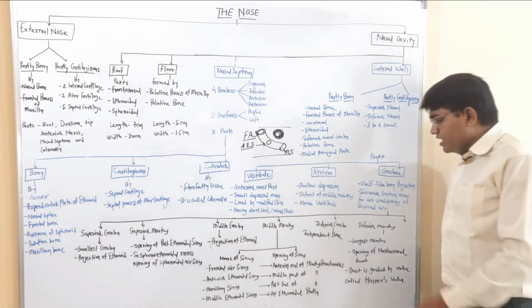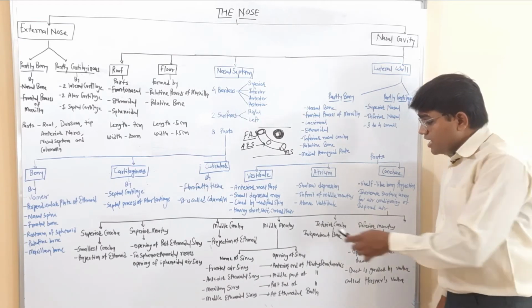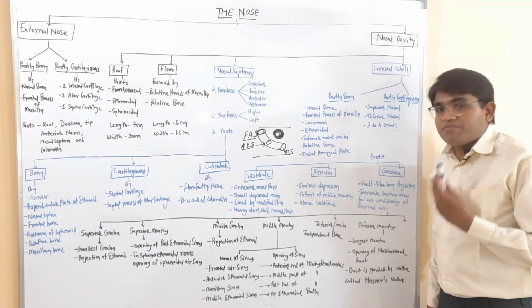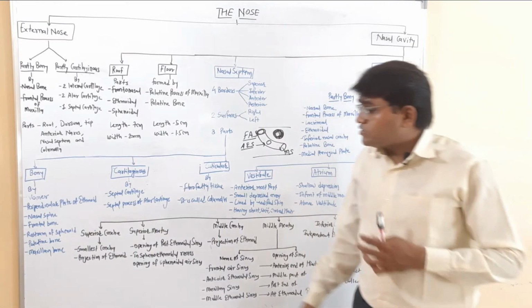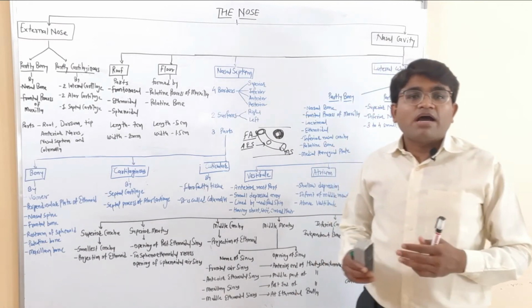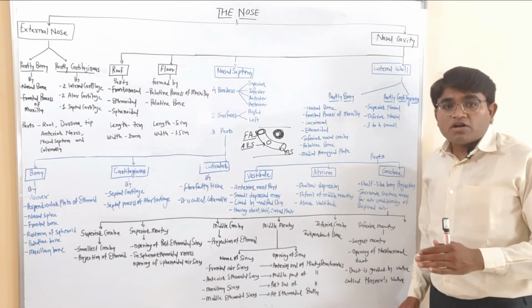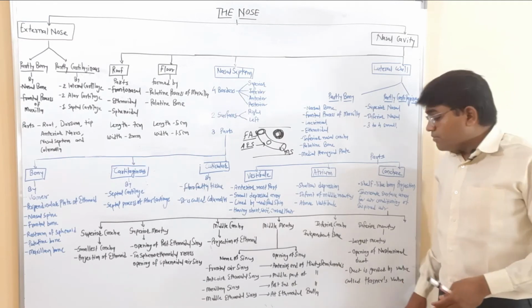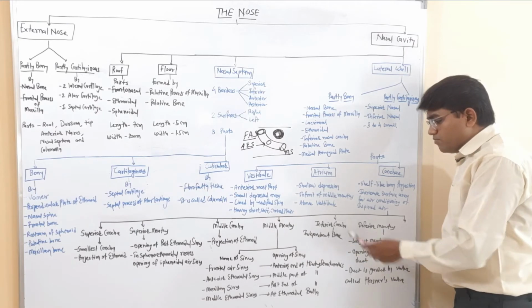Okay, then the inferior concha. The inferior concha is an independent bone. It is one separate bone. It is not part of any one bone. As we have seen, the superior concha and middle concha are parts of the ethmoid bone, but the inferior concha is not part of the ethmoid bone or any other bone, but it is an individual bone. Okay, so it is one independent bone.